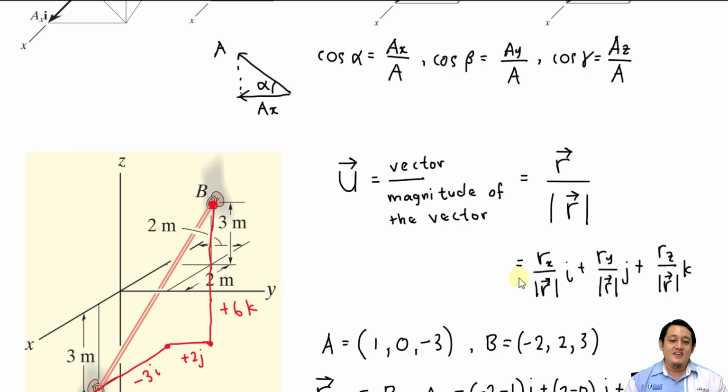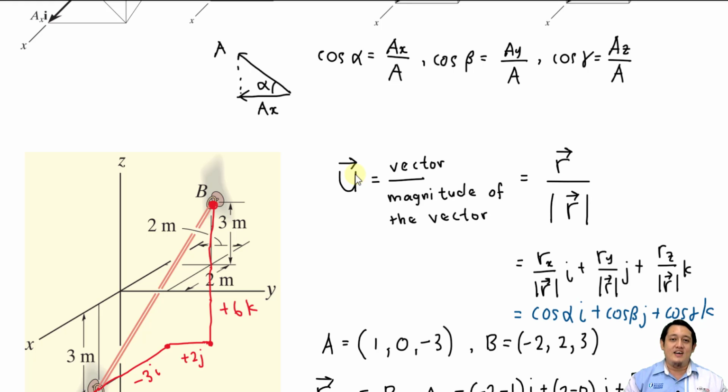So this is the third thing about the unit vector. A unit vector can also be written as cosine alpha i plus cosine beta j plus cosine gamma k. These are the direction angles of this unit vector.